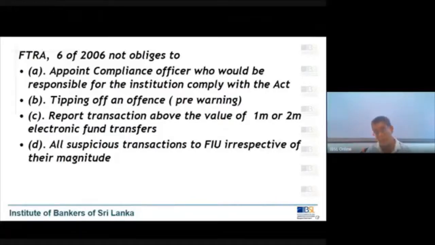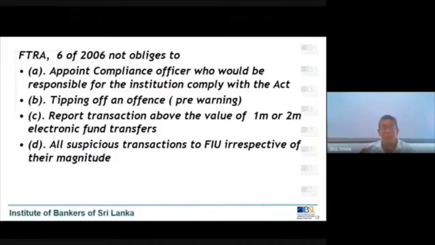So the compliance management, the compliance role, you are going to learn in more detail in your DAPF. Okay. Second one, tipping off an offense. What do you mean by tipping off an offense? It means a pre-warning. The Financial Transaction Reporting Act tells you that if you do not follow it, you are going to have a problem. It gives you some sort of a pre-warning. That's also correct.